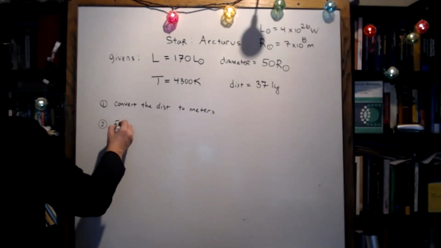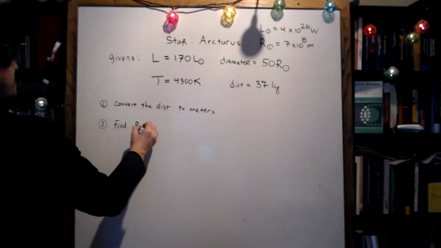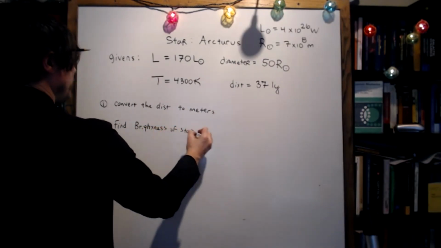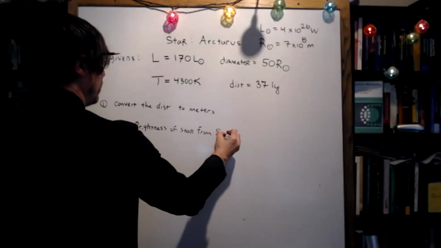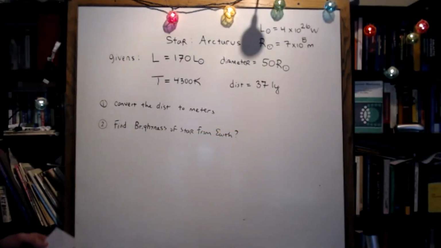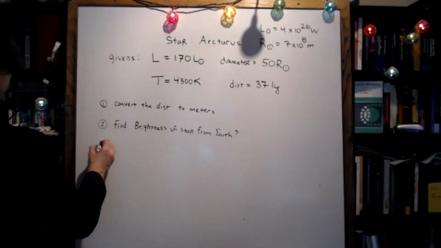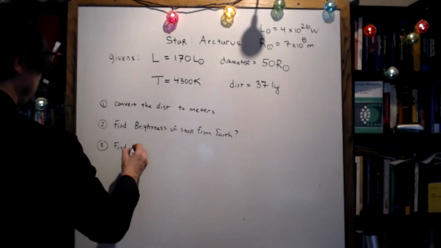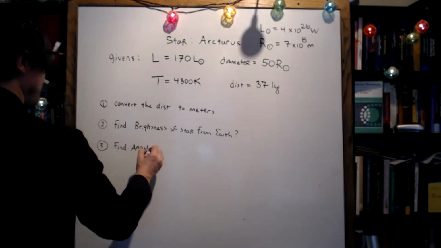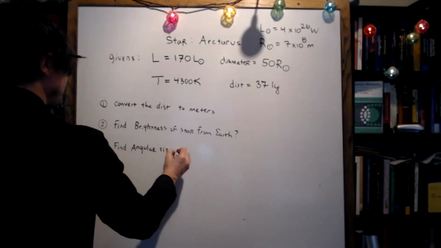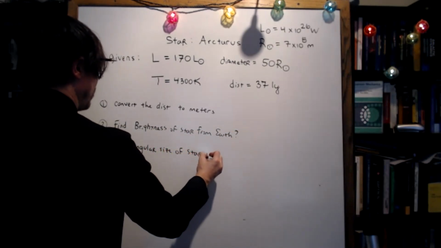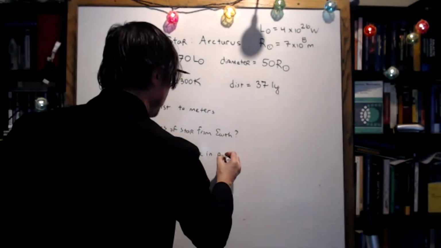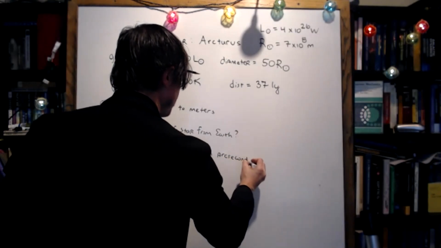Question 2. Find the brightness of the star as seen from Earth. Question 3. Find the angular size of the star in units of arc seconds.